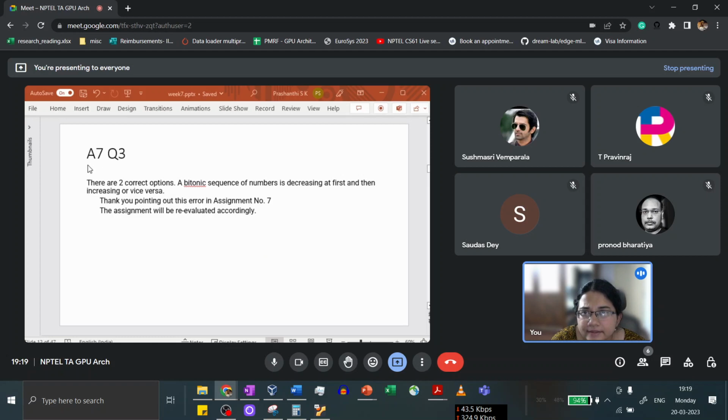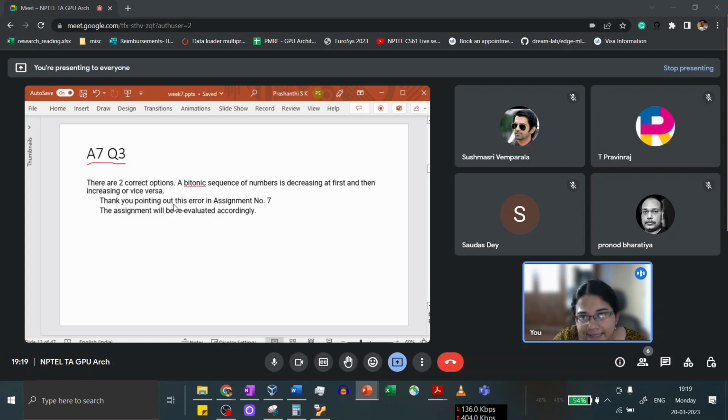So this question is about the week 7 assignment's question 3. The person who asked it says there are two correct options: a bitonic sequence is decreasing at first and increasing, or vice versa. And the TAs have answered that there is indeed a mistake in this assignment 7 question 3, because of which there are two correct options. So the assignment will be re-evaluated accordingly. They can't change the question at this point. So answer it the way you want to, and if there are multiple correct options, I'm guessing both will get marks. So this should be straightforward.